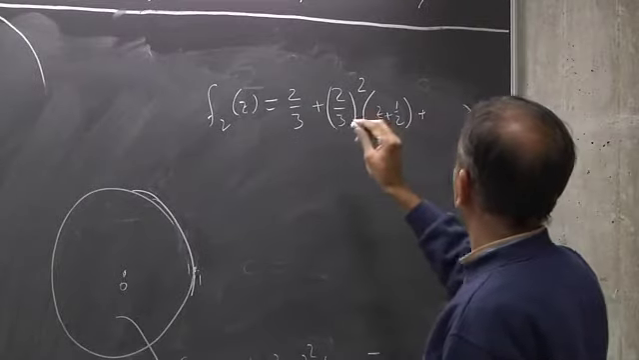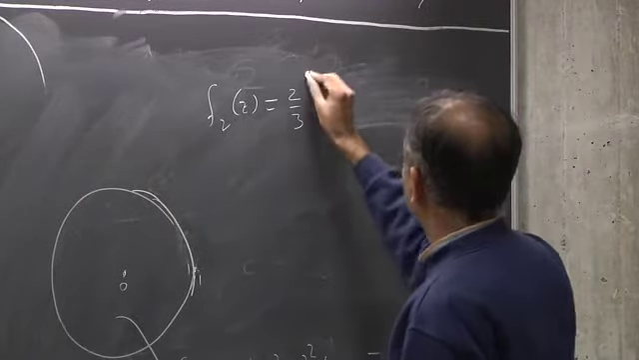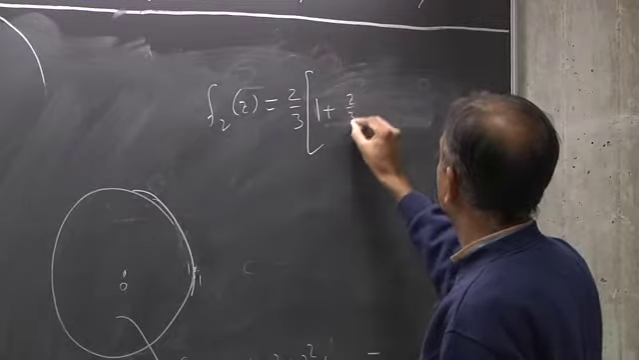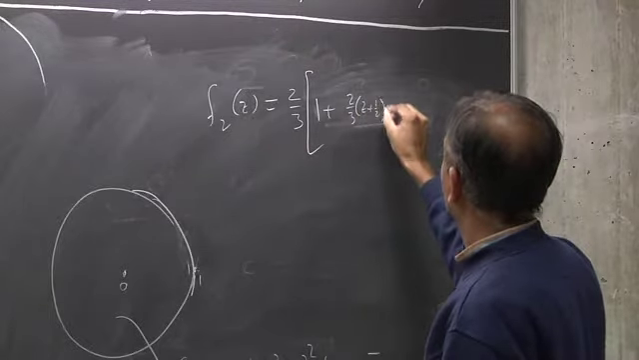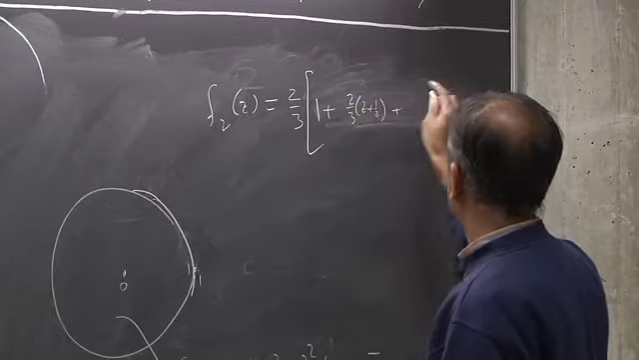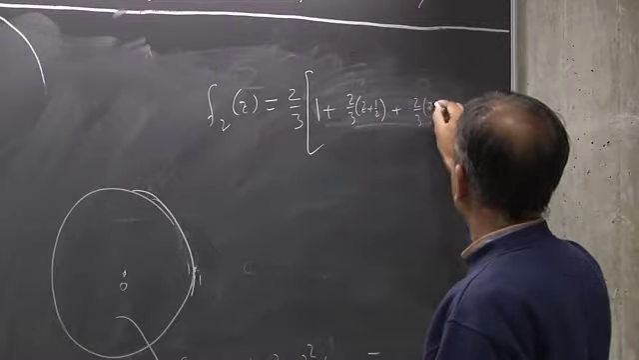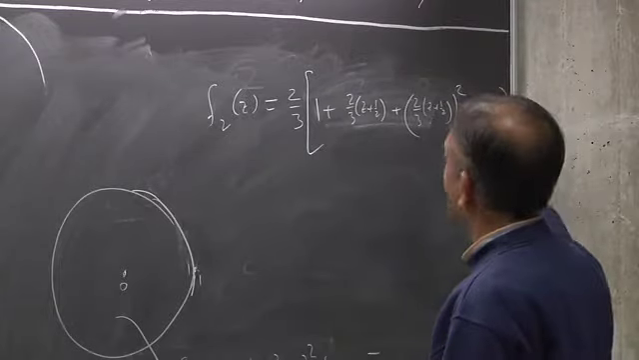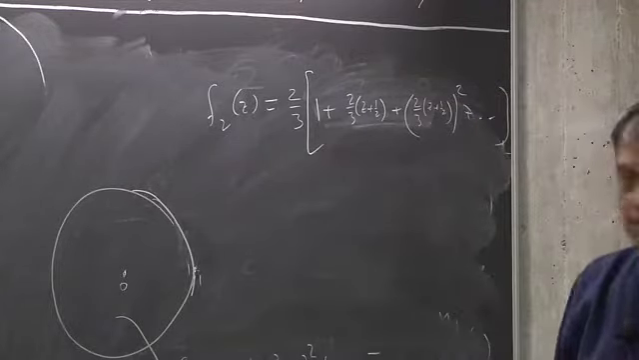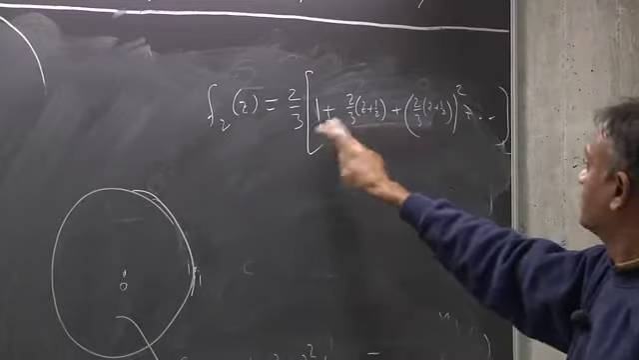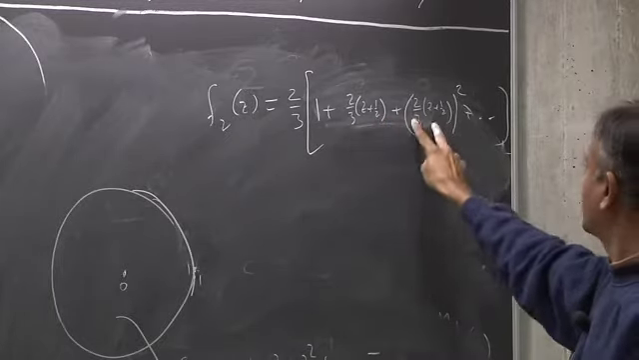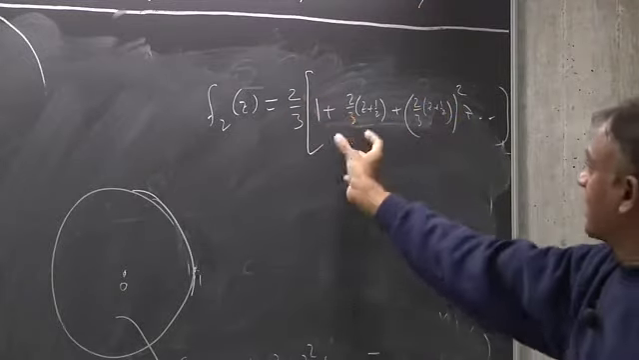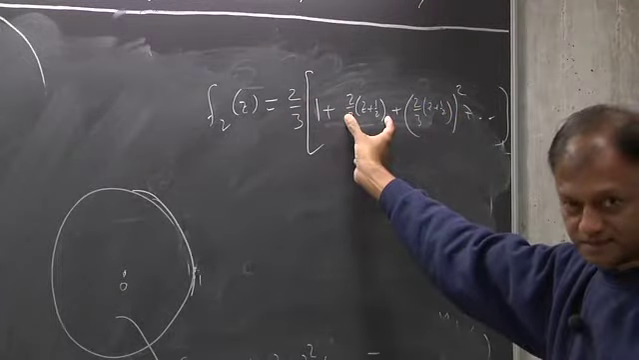plus, so actually let me write it like this. So 2/3 is a common factor, 1 plus 2/3 z plus half, plus square of that, so 2/3 z plus half square, and so on. So 1 plus this plus square of that plus cube of that, and so on. So it's again a geometric series, but the variable is this.